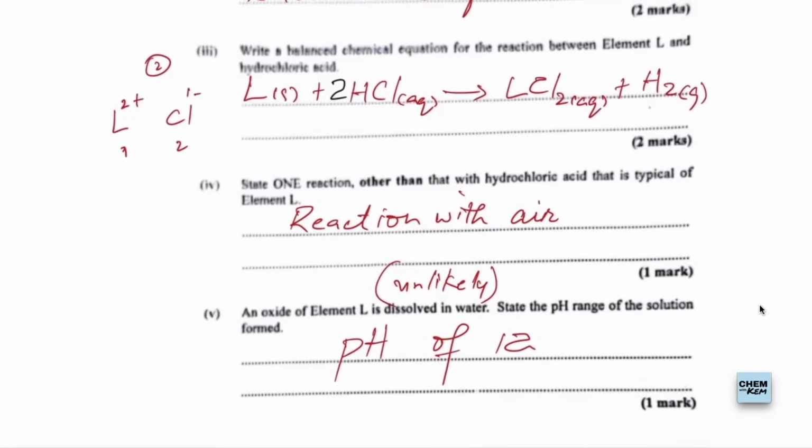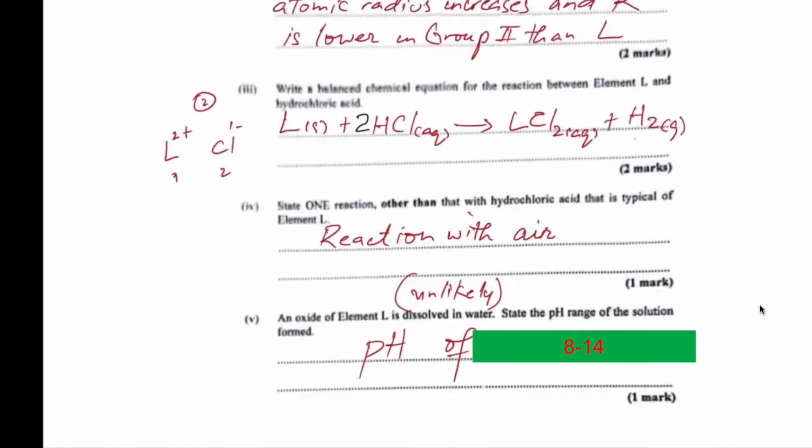All right, and then part 5 says an oxide of element L is dissolved in water, which is unlikely because we know all oxides are insoluble except those of sodium, ammonium, and potassium. But we see what they're trying to get at here. They want us to state the pH range of the solution formed. There's a pH range, so we don't have to say any one pH. They want a range, so we will go with a pH range of 8 to 14. All right, those are called the alkaline earth metals. So we know anything above 7 is alkaline. So that would give us our mark.